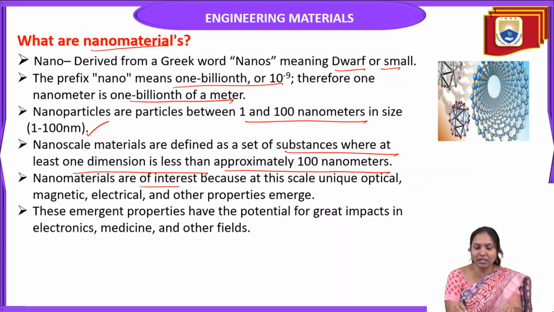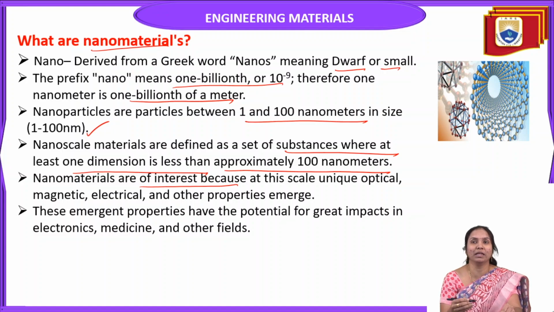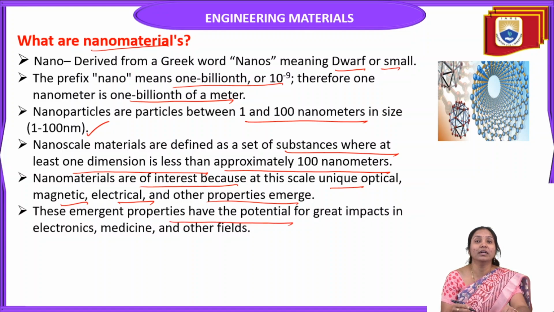Nanomaterials are of most interest because unique properties such as optical, magnetic, electrical and other properties emerge. These emergent properties have the potential for great impacts in electronics, medicine and other fields. In recent years, nanotechnology has become most important in the developing fields of science, engineering, bioscience and medicine. It plays an important role nowadays.